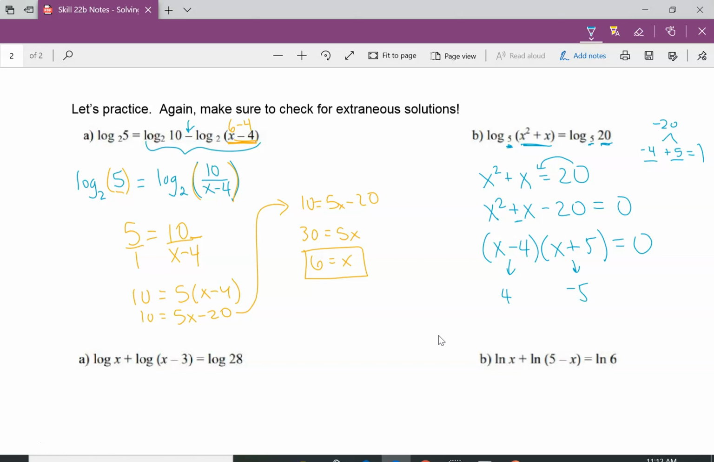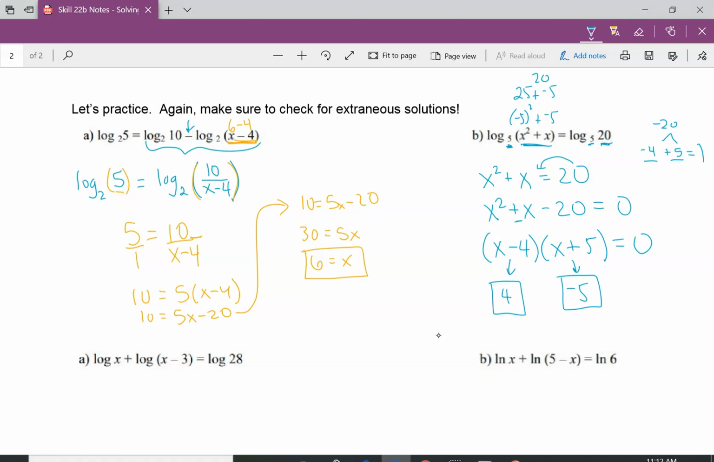Let's double check and make sure that they both give us positive logs. So let's plug in 4 here. So 4 squared plus 4. I think that's safe to say that works. If I plug in negative 5, so we have negative 5 squared plus negative 5. Well, negative 5 squared, remember that's still positive. So positive 25 plus negative 5, that one's going to be positive as well. So both answers do work this time.